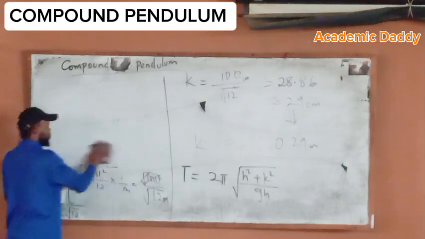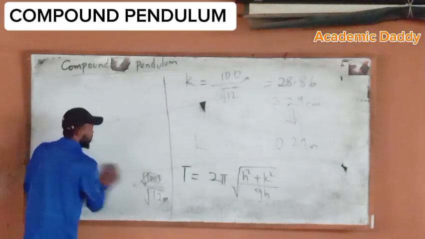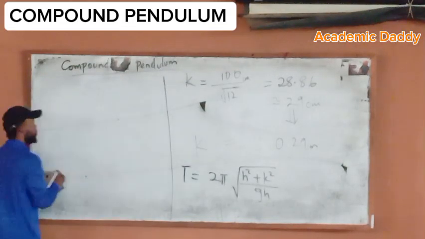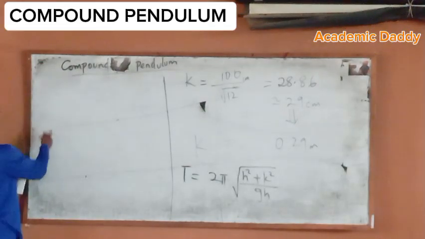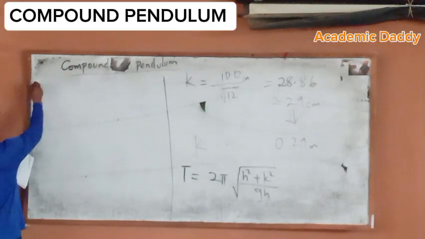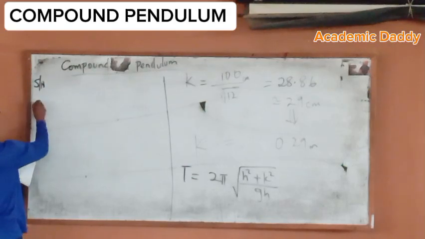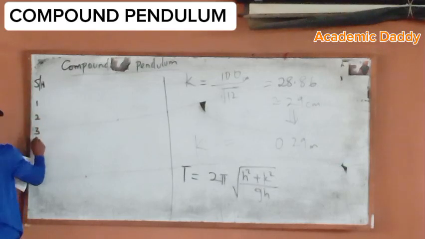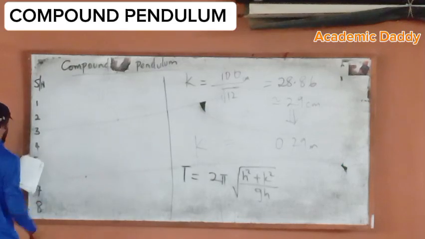So I also said that you need to note that once you walk our meter rule, the length of the meter rule is always there, and the center of gravity is always the center. S N. We have 1, 2, 3, 4, 5, 6, 7, and 8.